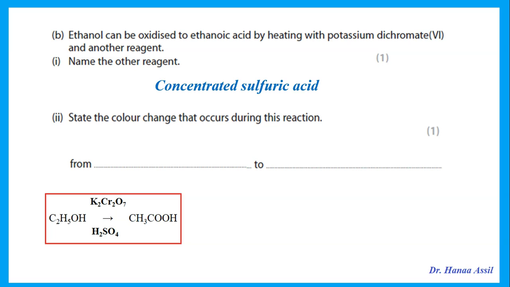State the color change that occurs. If we're using potassium dichromate, what is the original color of potassium dichromate? You should know that it's orange, and when it reacts, it changes from orange to green. So these are the colors of potassium dichromate.